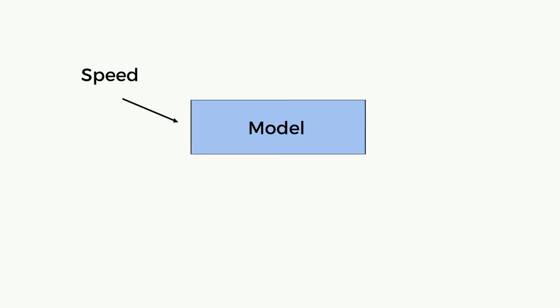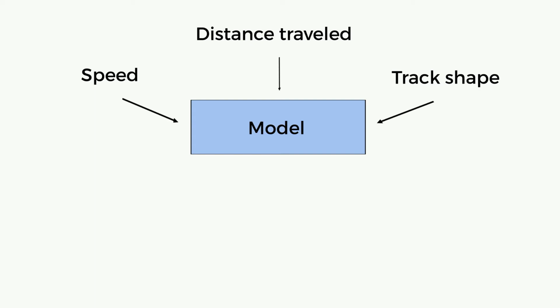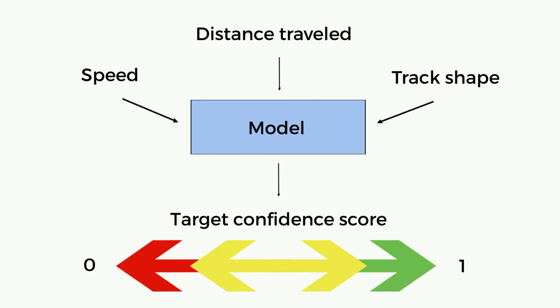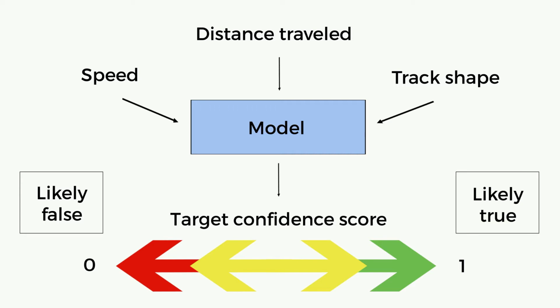Attributes like speed, distance, and track shape are used by the model to calculate a target confidence score for each track. The target confidence score ranges between 0 and 1, with low confidence values indicating likely false targets, and high confidence values indicating likely true vessel tracks.